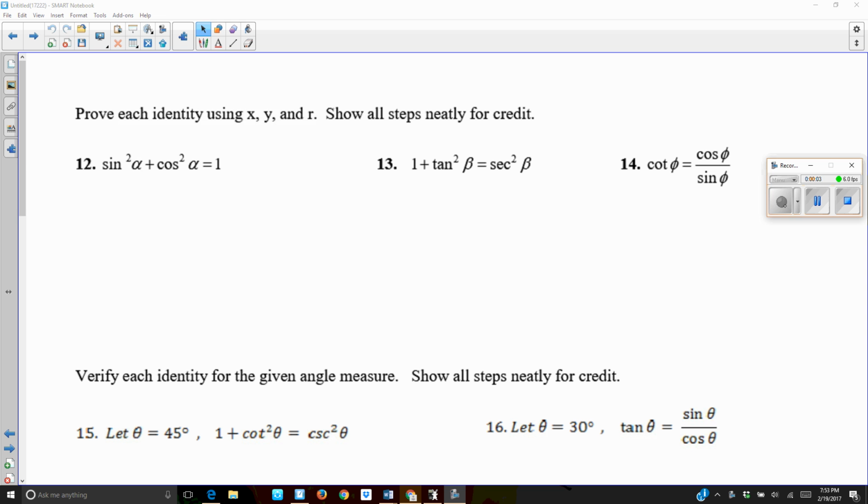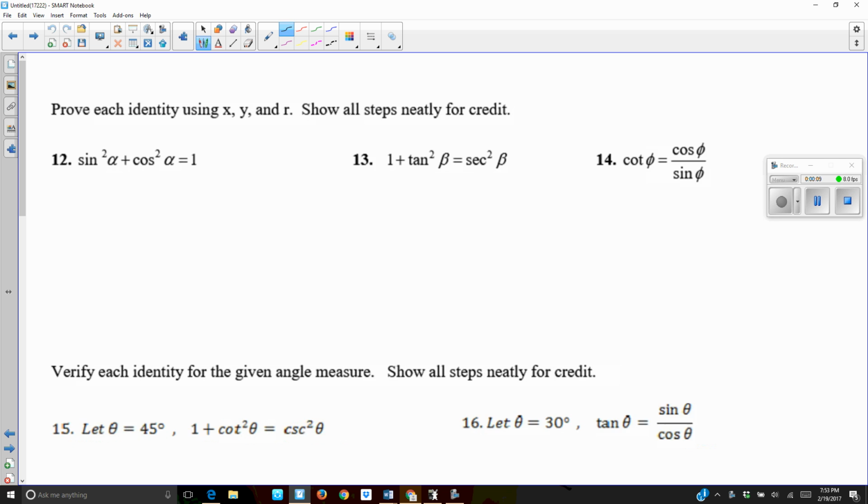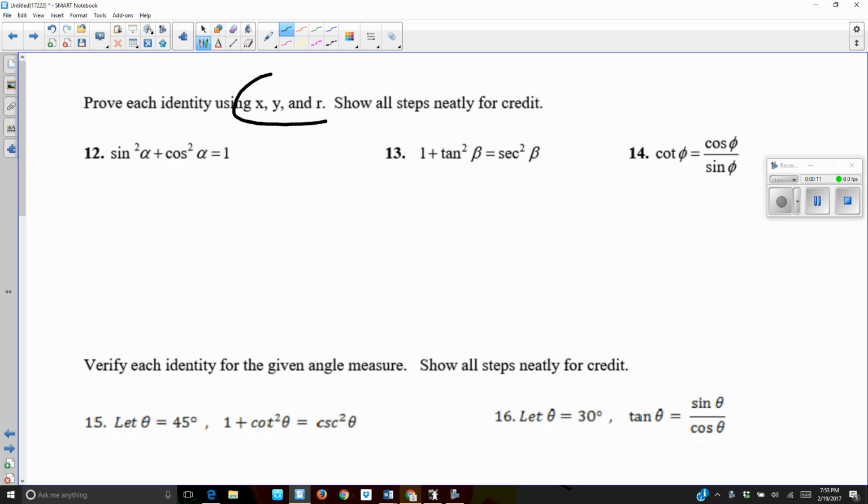All right, so here's the proofs section of the test review. For 12, 13, and 14, we're proving these using X, Y, and R. So make sure you show all your steps, show them neatly for full credit. So number 12, you need to know the Pythagorean identities for this.